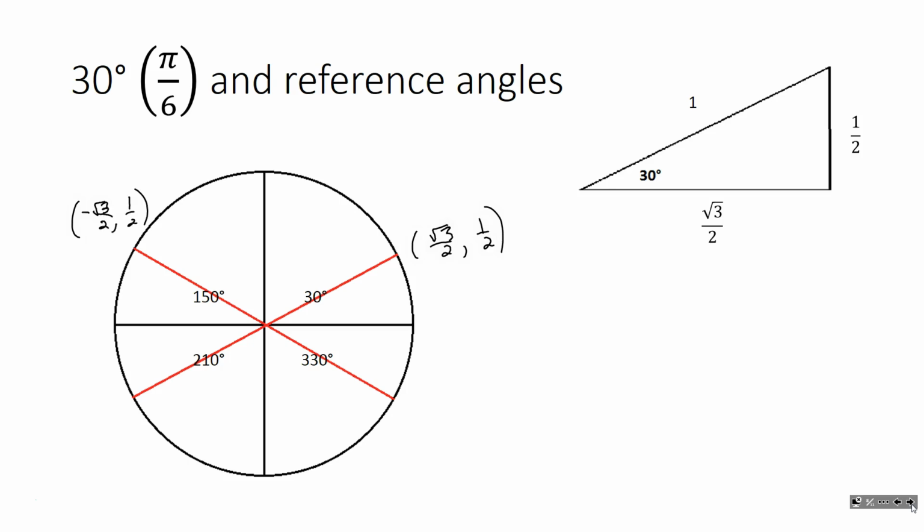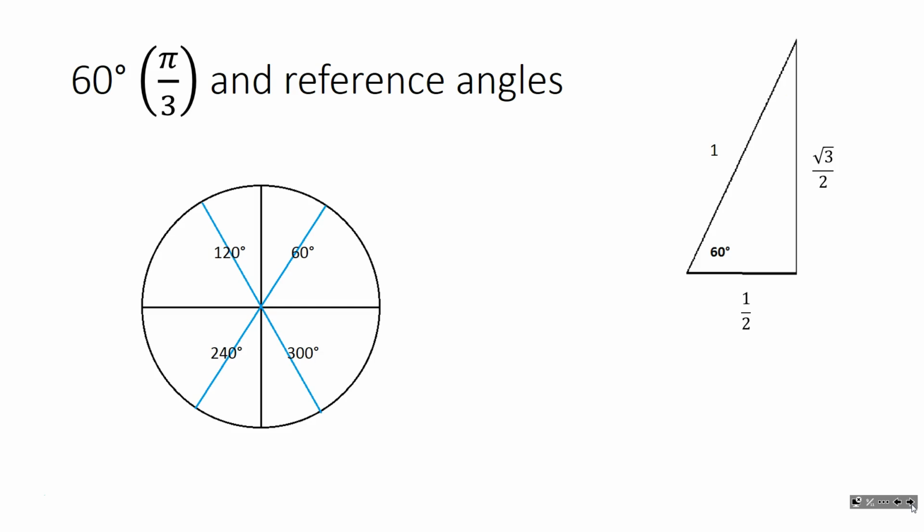All we have to do now is reproduce these values but change the signs to suit the quadrant. So quadrant 2, x is negative. Quadrant 3, x and y are negative. And in quadrant 4, the x is positive, the y is negative. So cleaning that up a bit. There we go.